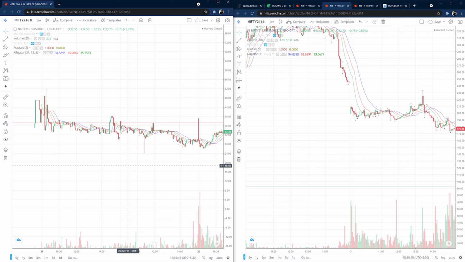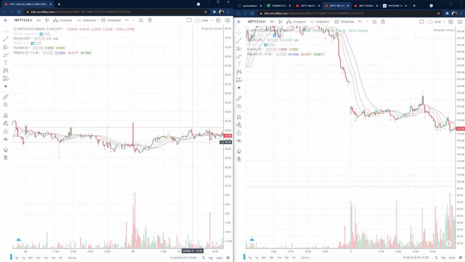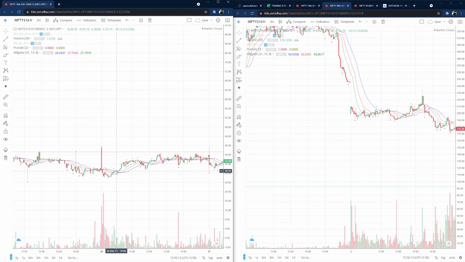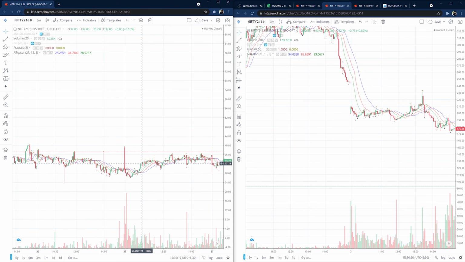If the candle is breaking the fractal with the alligator indication, the green line cutting the red and blue lines, that indicates your entry. Your stop loss will be the low of the previous two fractals, and your exit will be when the candle breaks the low of the fractal. For example, if you have taken a trade somewhere here and the candle breaks the low of this fractal, that's where you exit the trade.